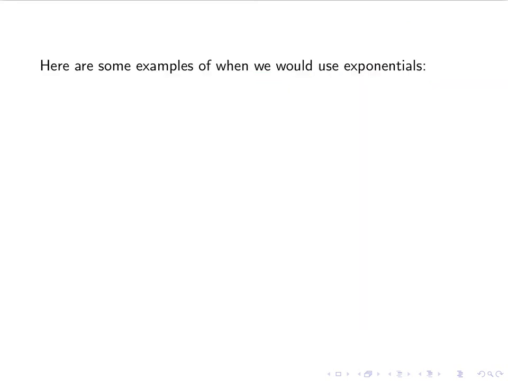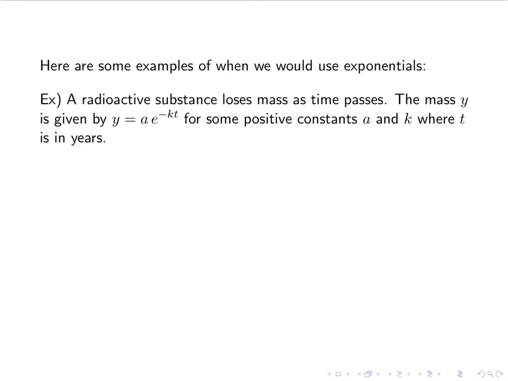Okay. So for the next few examples, it's not going to be graphing, it's going to be using the equations in different types of examples. One example that's commonly used with exponentials is radioactive decay. A radioactive substance loses mass as time passes. The mass, y, is given by y equals ae to the -kt for some positive constants a and k, where t is in years. Remember, e here is a number, it's not a variable. It's roughly 2.718, but it is irrational, it keeps going on forever. You should have this in your calculator.